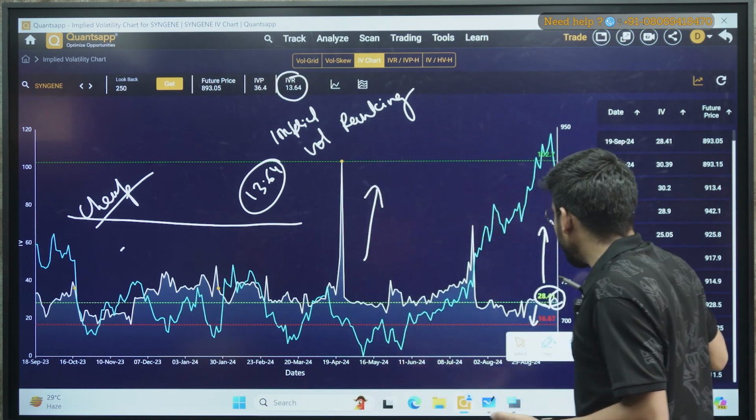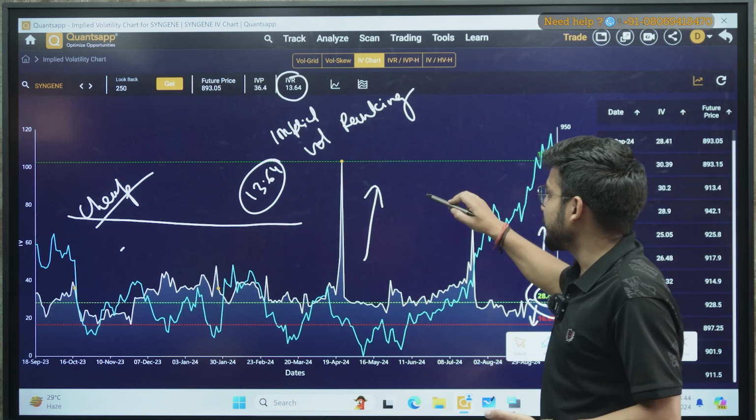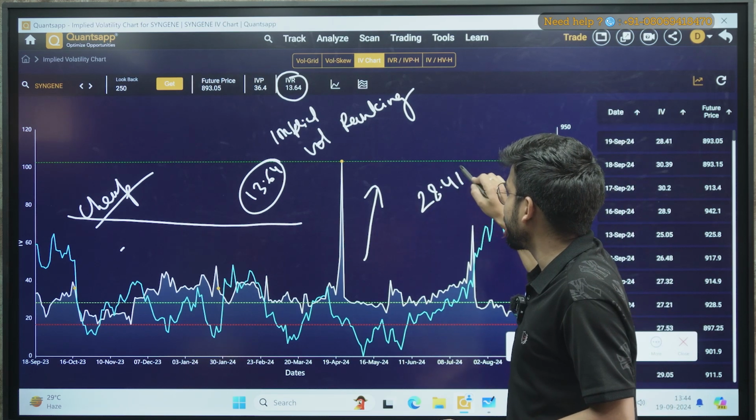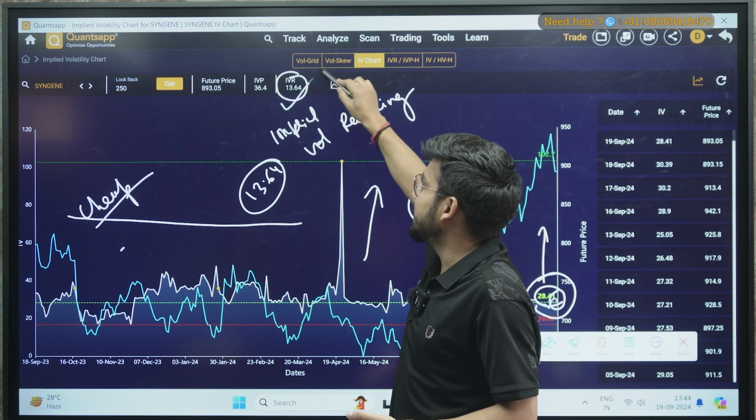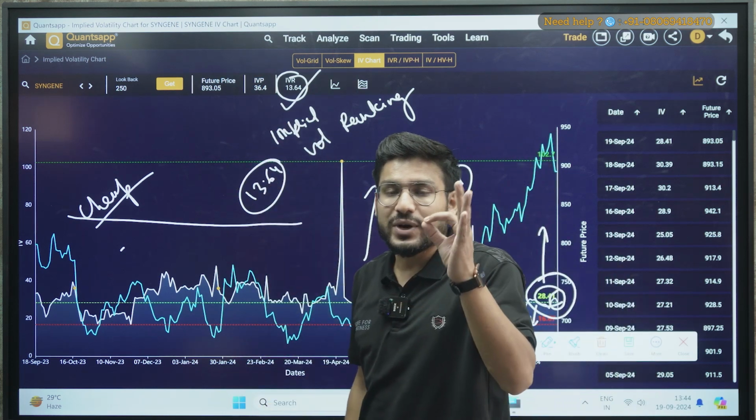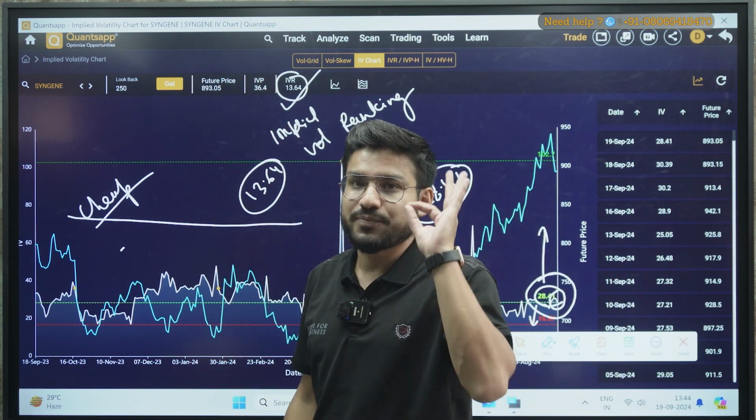So that is why right now I get the idea from here that my IV is 28.41, and its ranking is 13. That is very low, so it means I can go for the buying positions, right?